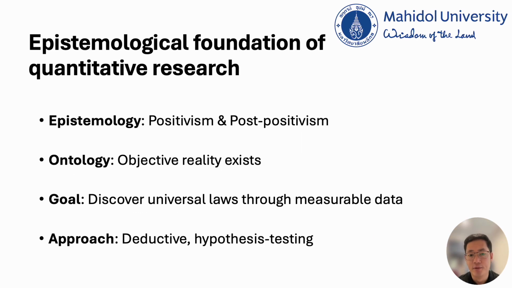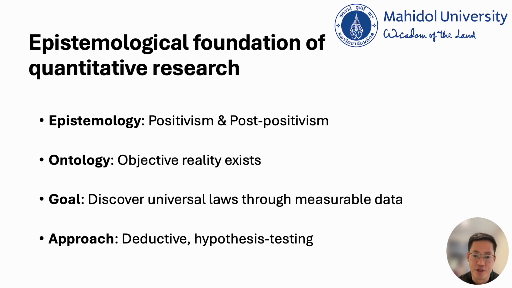Let's take a moment to explore the philosophical foundations of quantitative research. First, we look at epistemology, which is about how we gain knowledge. Quantitative research is based on positivism, which believes that knowledge comes from measurable, observable facts. Later, post-positivism emerged, accepting that all observation has some error, but still aiming for objectivity and rigor.